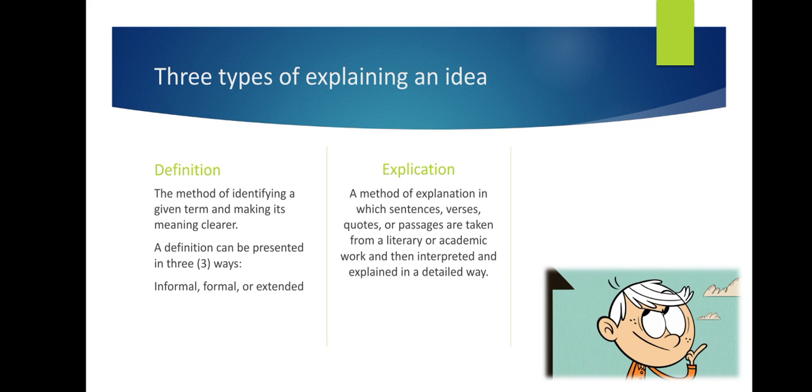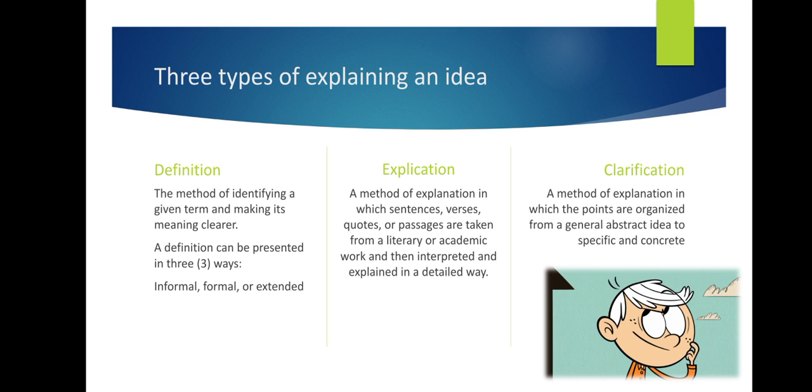Next one is explication. Explication is a method of explanation in which sentences, verses, quotes, or passages are taken from a literary or academic work and then you interpret and explain in a very detailed way. So if you're very keen, this is actually direct quotation. So when you directly quote from a particular source, then you copy that and you try to explain it more or explain it further. So that's explication.